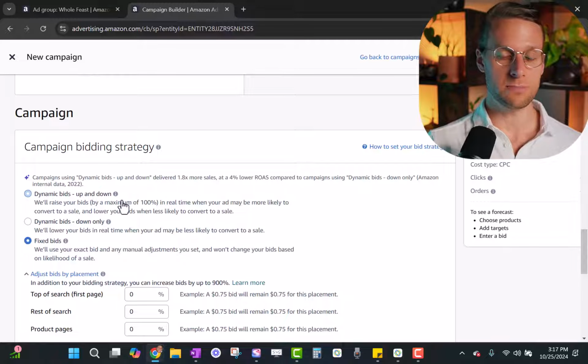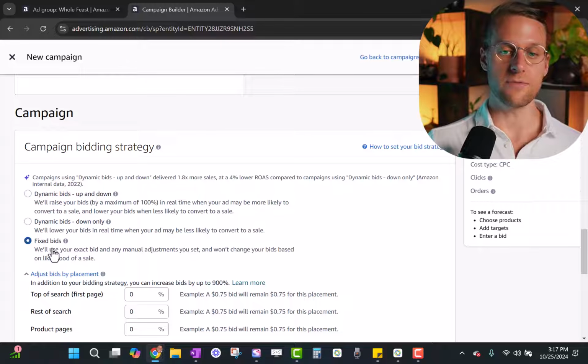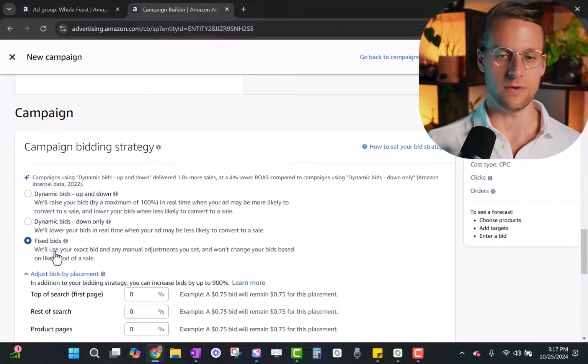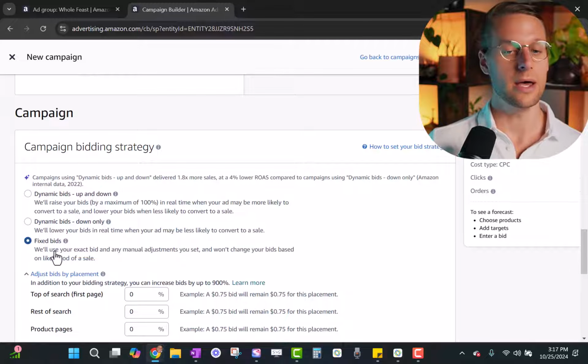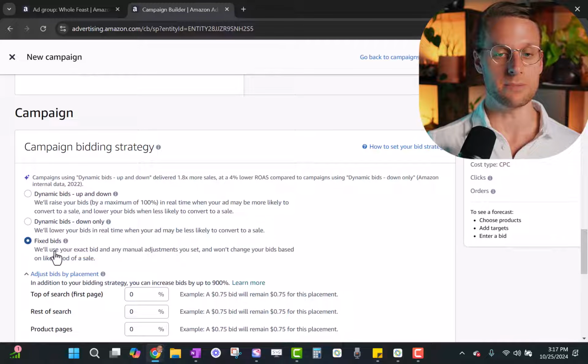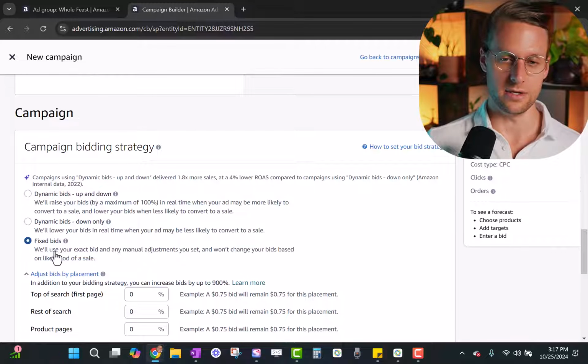But if I use fixed bids and I bid $4 and everyone else is bidding $1, Amazon's not going to make me pay $4 for every single click. But I am going to win that placement a lot, and I'll pay more than what everyone else is paying, but not by much. It just means that I won the bid. So it's different than cost per click.